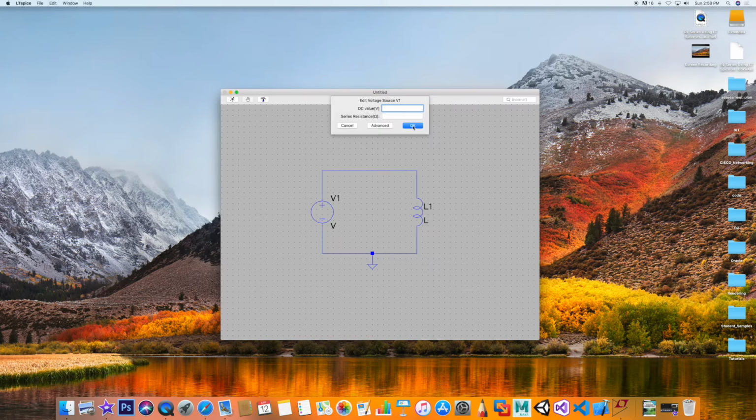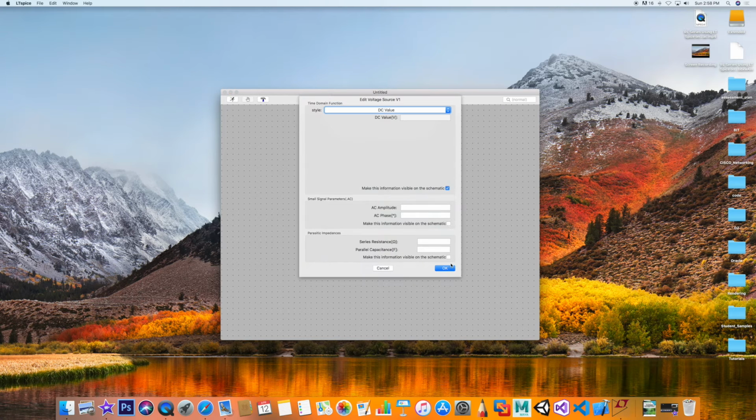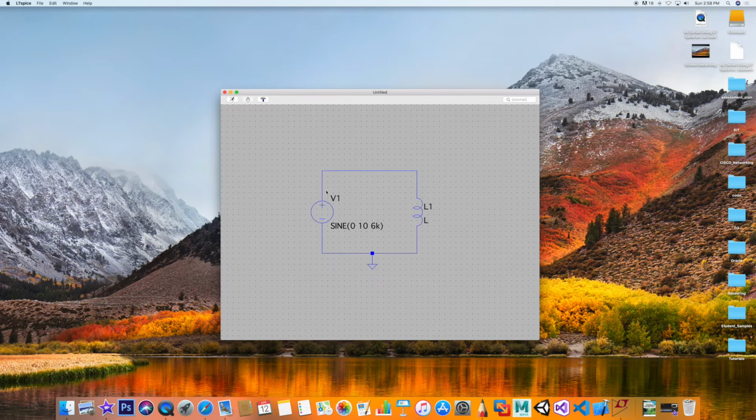Now let's give some values. Let's start out at 600 hertz, and this would be a sine wave. DC offset of 0, 10 volt peak, that's fine. Let's do a 6K hertz, and let's do a 10 here. And let's do a phase angle shift of 0 degrees for the power supply. Let's take a 2 millihenry ideal inductor.